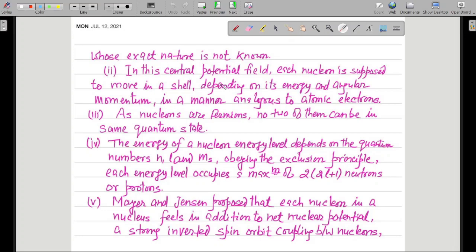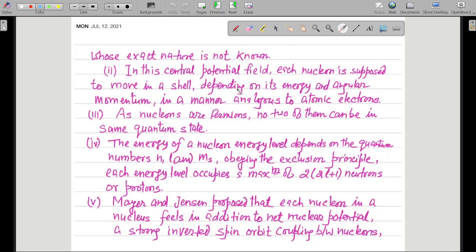But with the nucleus, a similar situation holds. Which shell each nucleon will be filled in depends on its energy and angular momentum. In the case of atomic electrons also, while writing the electronic configuration of elements in lower classes, or if you had chemistry in BSc along with physics, you must have learnt that we fill the electrons in a similar manner, depending on energy and angular momentum. Similarly, the nucleons will be filled in various shells depending on their energy and angular momentum.